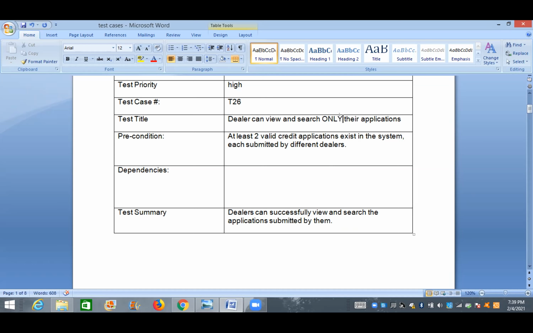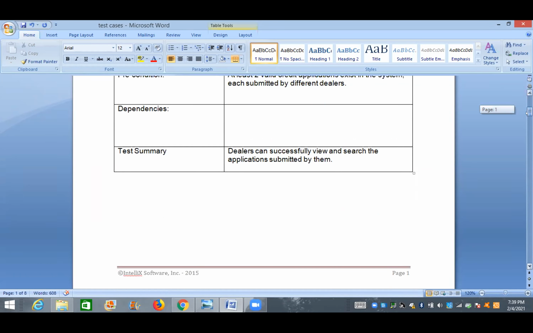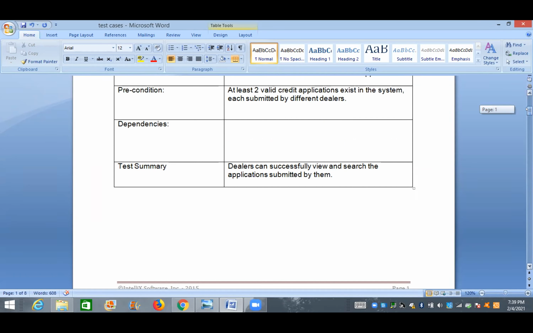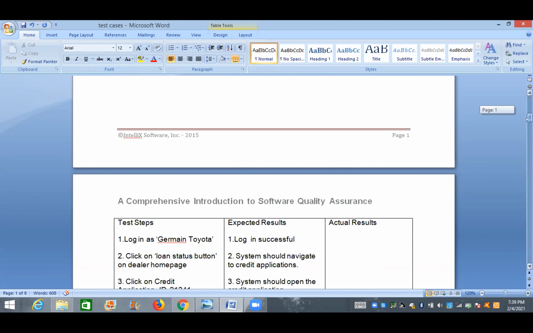So I understand the precondition. Help me understand a little bit of your test summary, where you say dealer can successfully view and sort the application submitted by them. Give me a little more insight, because you said there are 2 applications in the system submitted by 2 different dealers. So what is the summary? What is the condition that I'm looking at? Can I explain the test steps first? Sure.